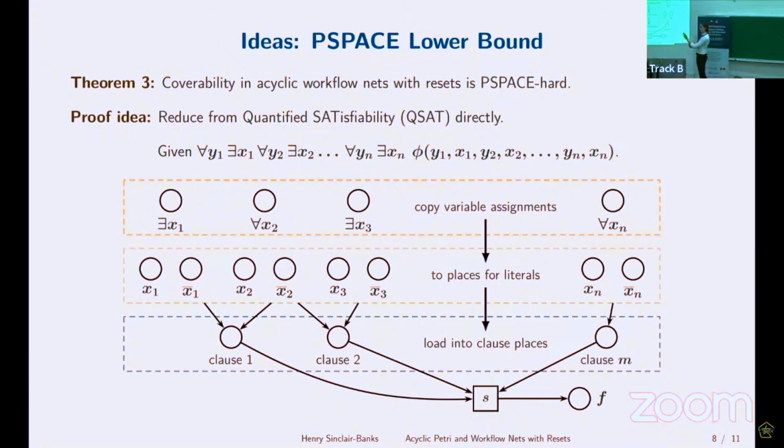And then we'll put one token in this final place F, remembering this is a workflow net. And the number of tokens in F will count the number of times we satisfy. And we'd like to be able to put 2 to the power of the number of universally quantified variables many tokens in F. That's how many times you have to check QSAT.